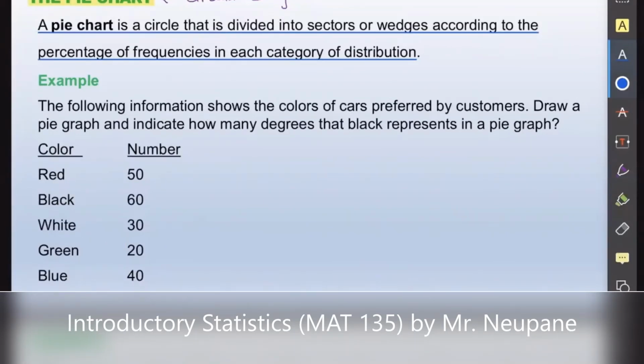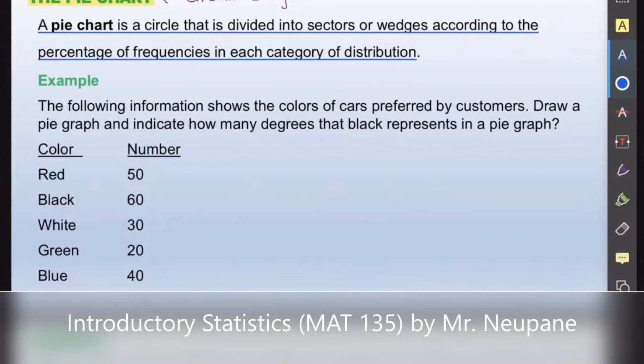So in the example here, the following information shows the color of car preferred by customer. We are asked to draw a pie graph and indicate how many degrees that black represents in the pie graph. Okay, that's interesting. First, we are asked to draw the pie diagram or pie graph.